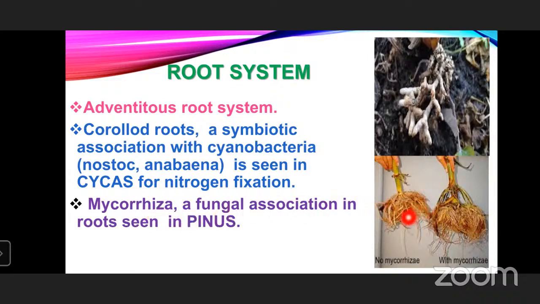So in this one, mycorrhizal roots are present, meaning fungi having a symbiotic association with roots of Pinus. Some Ascomycotina and Basidiomycotina members have a symbiotic association with roots of Pinus plants. They form mycorrhizal roots. And finally, the root system is an advanced root system or adventitious root system.